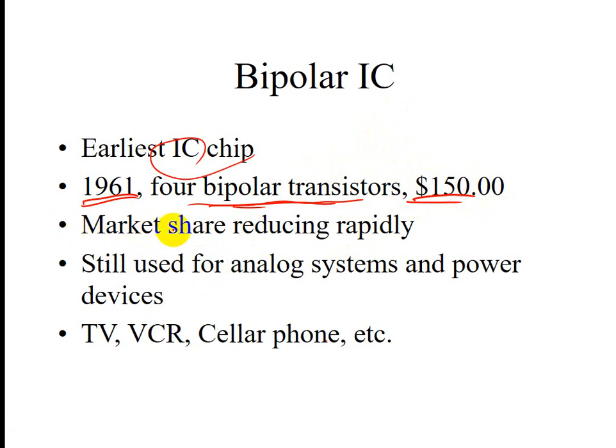but its market share is reducing rapidly because of heat dissipation problems, and also you have some other ICs that can substitute for bipolar IC. But it's still used for the analog system and the power device to create large current to drive a lot of components. Right now it's still used in, say, TV, VCR, cell phone, etc.